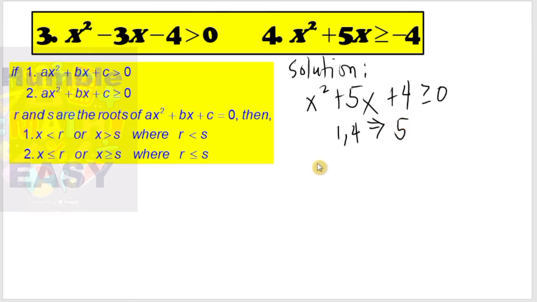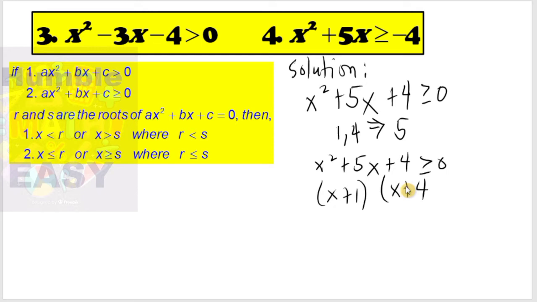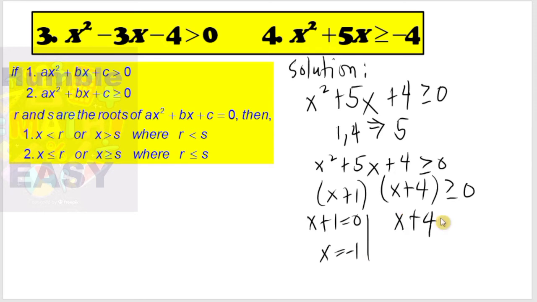So then now, as what we have from this given example, x squared plus 5x plus 4 is greater than or equal to 0, so the factors now are x plus 1 and x plus 4, which is greater than or equal to 0. Then again, every factor should be equated to 0, so x plus 1 is equal to 0, so x is equal to negative 1. While the other one, x plus 4 is equal to 0, then x is equal to negative 4.